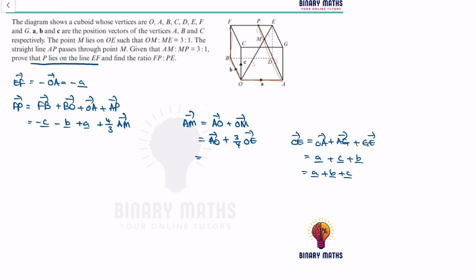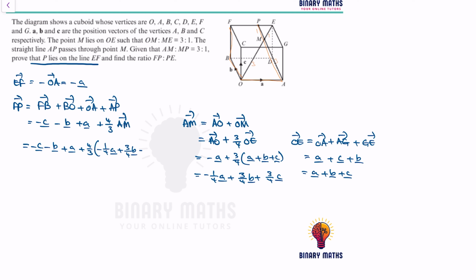Therefore, AO is minus A plus 3/4 of OE, which is what we just worked out, A plus B plus C. So I end up getting minus A plus 3/4, which is minus 1/4 A plus 3/4 B plus 3/4 C. So if we go back to the original, I've got minus C minus B plus A plus 4/3 of what I've just worked out, which is minus 1/4 A plus 3/4 B plus 3/4 C.